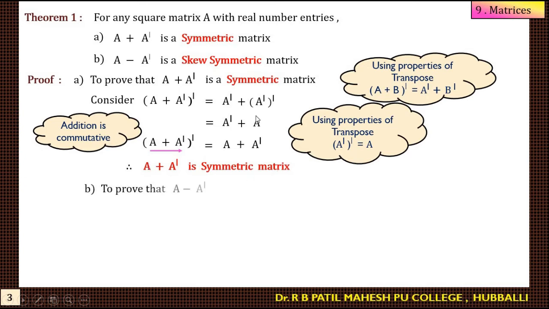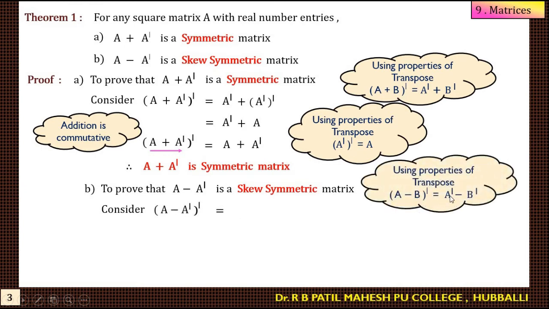Now in the same way we prove that A minus A dash is a skew symmetric type. That means we should get negatively equal. Now to prove that A minus A dash is a skew symmetric matrix, consider A minus A dash whole dash, which is equal to, again using the subtraction rule, the properties of transpose, A minus B whole dash is written as A dash minus B dash, the first matrix dash minus the second matrix dash, that is A dash whole dash.